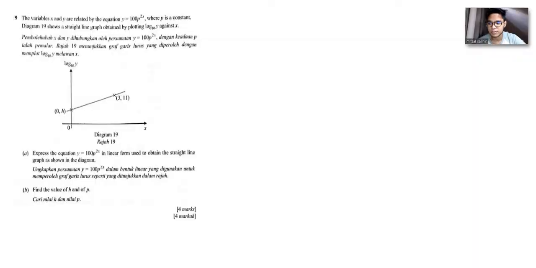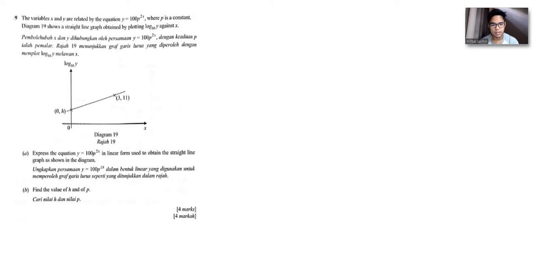So now let's begin with the question. The variables x and y are related by the equation y = 100p^(2x), where p is a constant. Diagram 19 shows a straight line graph obtained by plotting log10 y against x. A. Express the equation y = 100p^(2x) in linear form used to obtain the straight line graph as shown in the diagram. B. Find the value of h and of p.